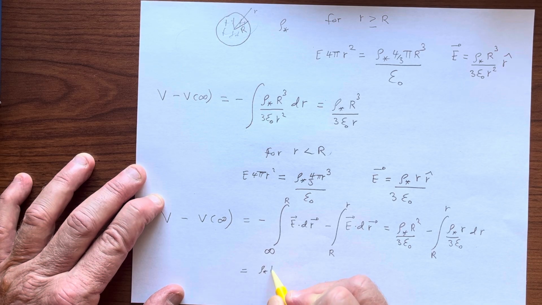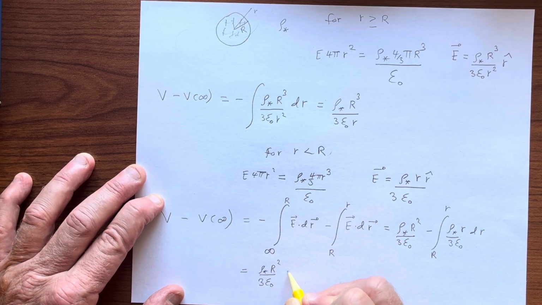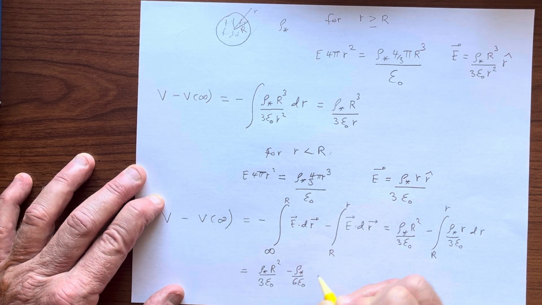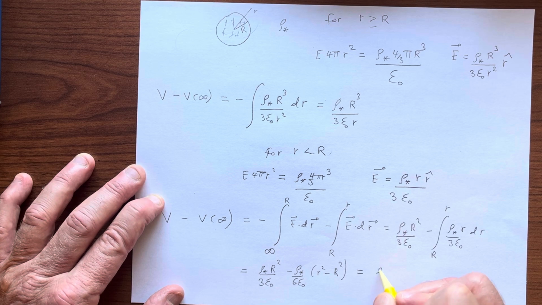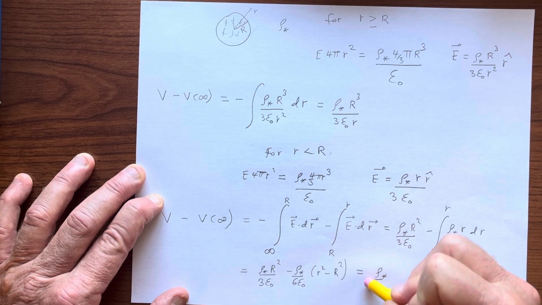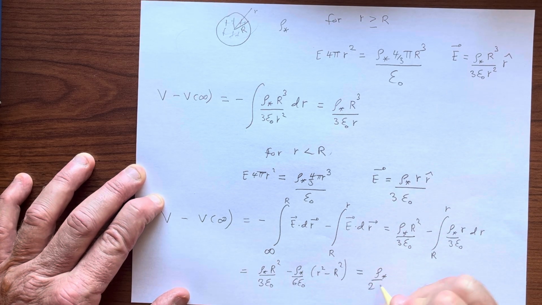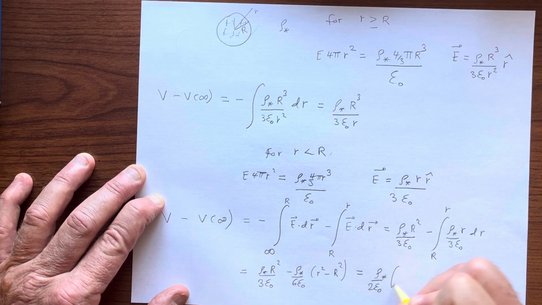And that gets us rho star capital R squared over 3 epsilon naught minus rho star over 6 epsilon naught times little r squared minus capital R squared. And we can simplify that to rho star over 2 epsilon naught times capital R squared minus little r squared over 3.